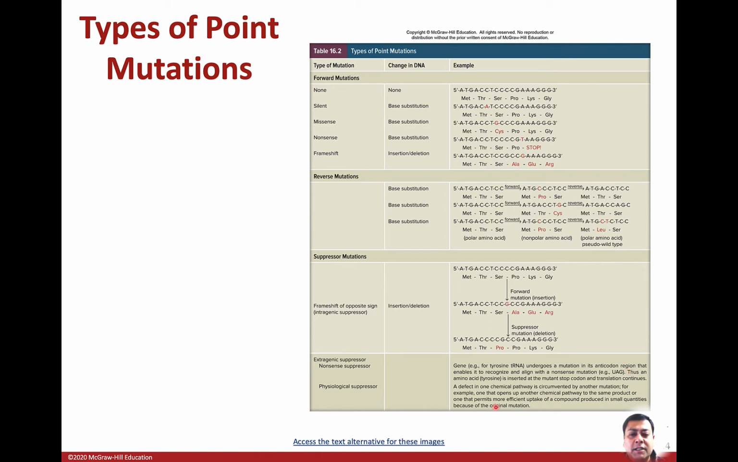The physiological suppressor is where a defect in one chemical pathway is circumvented by another mutation, for example, one that opens up another chemical pathway to the same product or permits more efficient uptake of a compound produced in small quantities because of the original mutation. Suppose there is one bacteria which can form a vitamin, and this pathway is blocked by a mutation, and now it can form the vitamin by a different pathway. So these are some of the physiological suppressors that can happen.